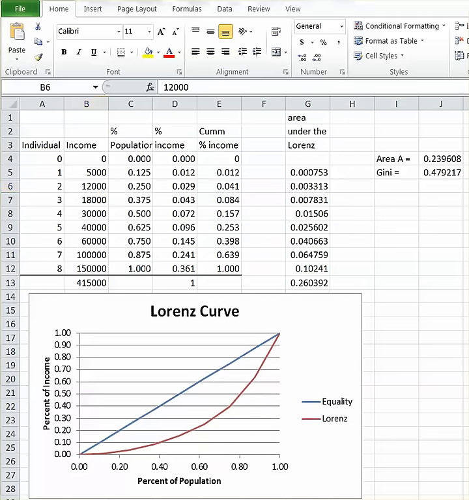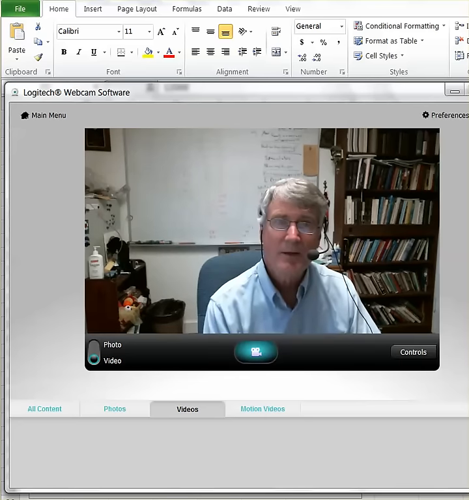So I hope you found this helpful, and I hope you can use this template to solve your own problems with the Lorenz curve and the Gini index. Okay, good luck.